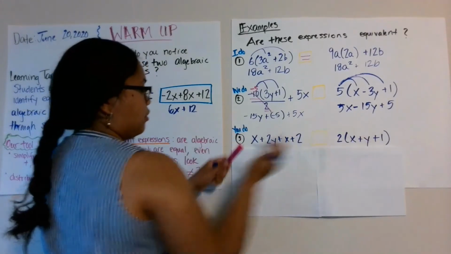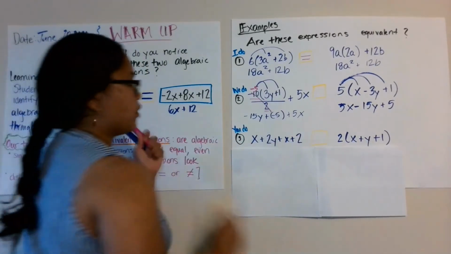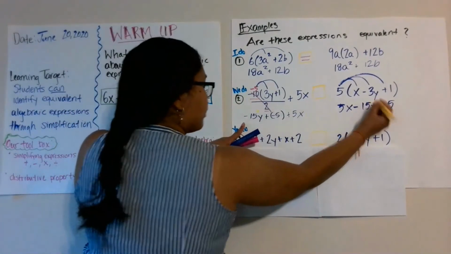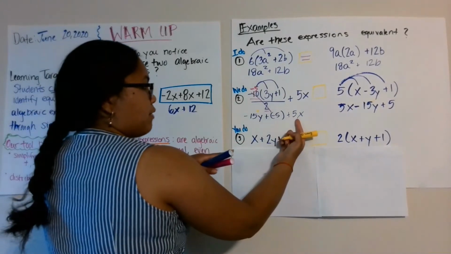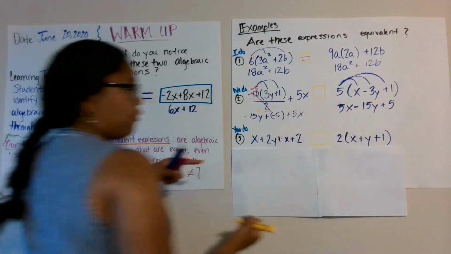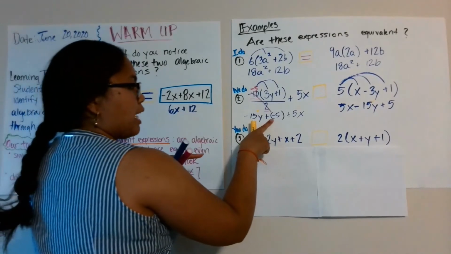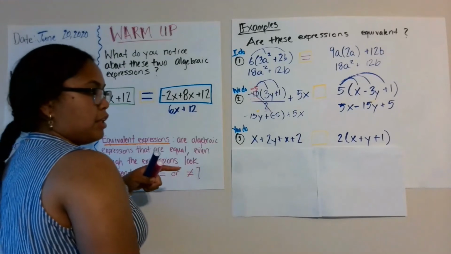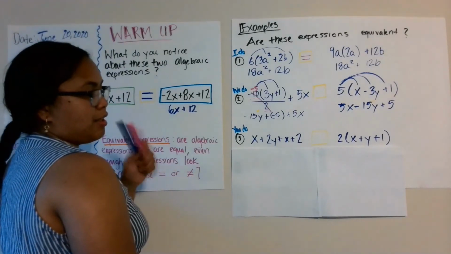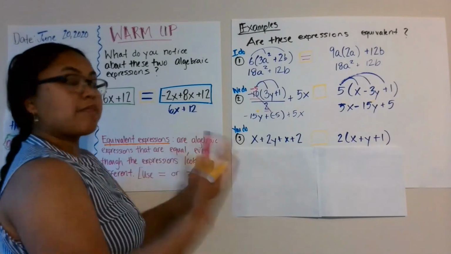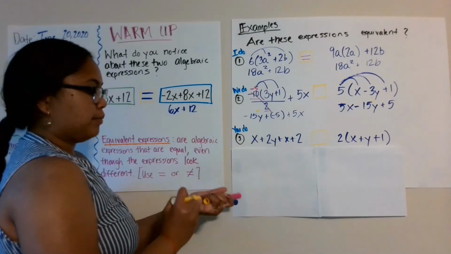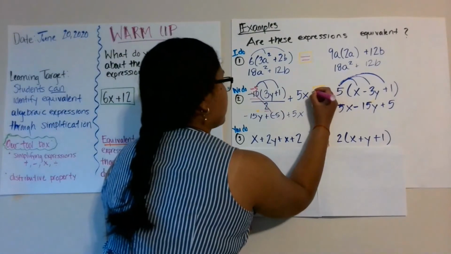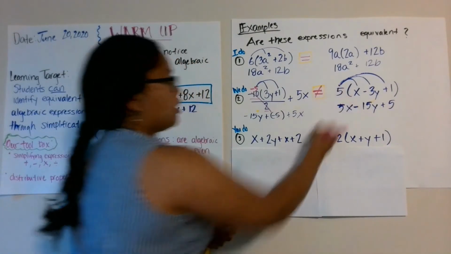We have that negative 15y in both, right? We have that positive 5x in both, but we have in the first one a negative 5, and in the second one a positive 5. So in that case, these two expressions are not equivalent. Even though they have similar terms, they're not equivalent, because they have to be exactly the same. All right, so we use an equal slash.